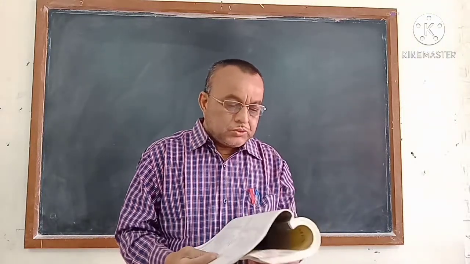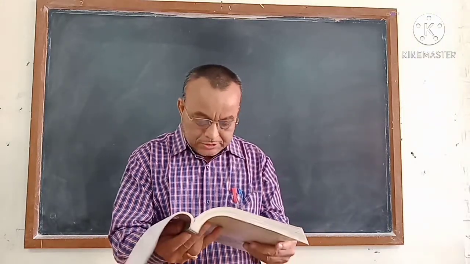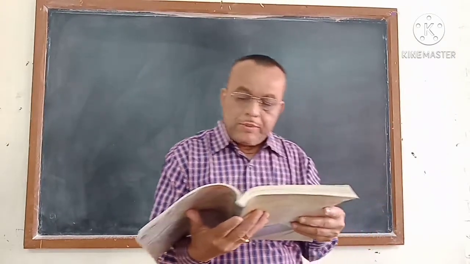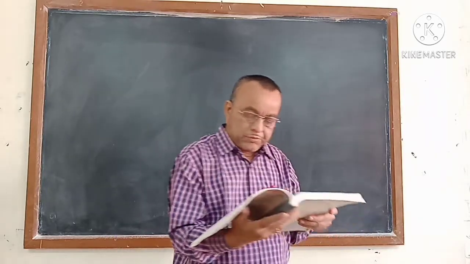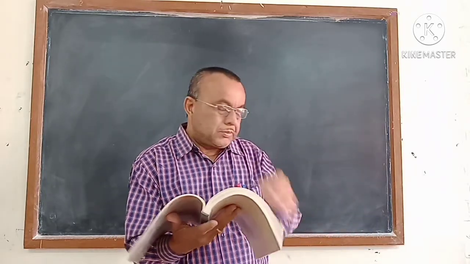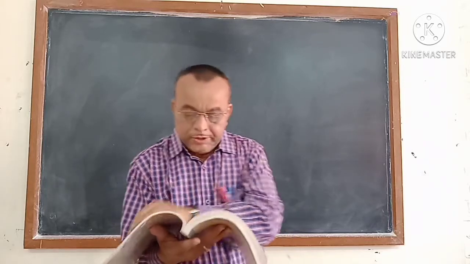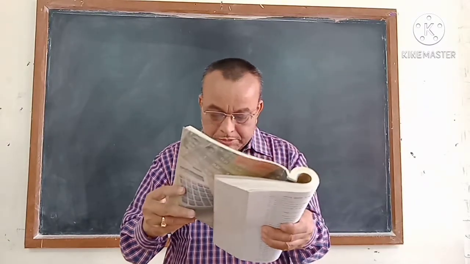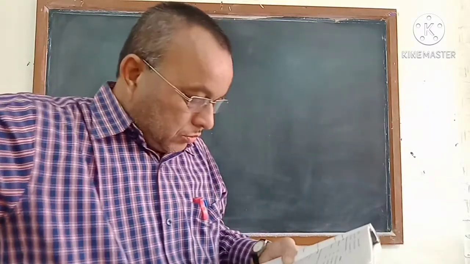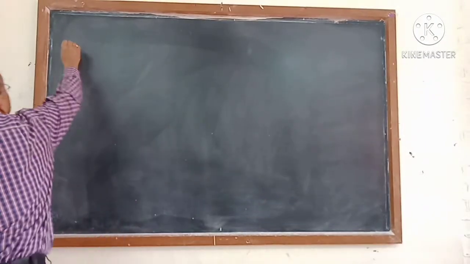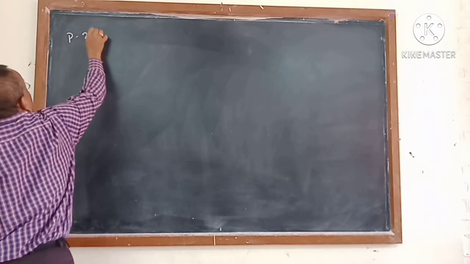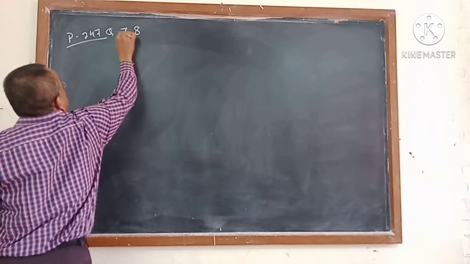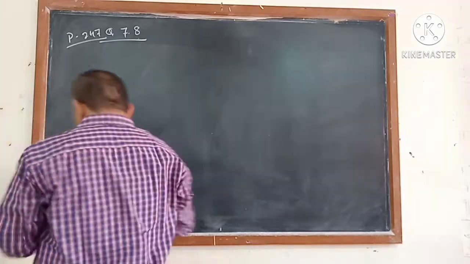And the practical sums start from page number 247. From there, question number 5 and question number 6 were deleted by the board, and question number 7 and question number 8 I want to solve. So according to your textbook, page number 247, question number 7 and 8, these two let us do today.